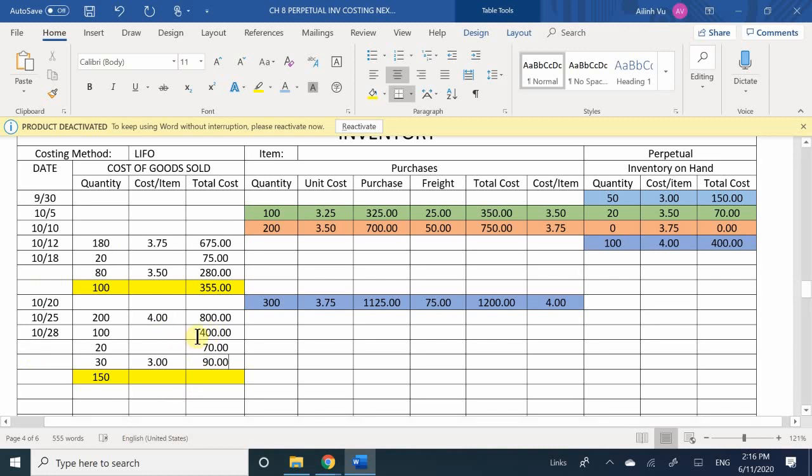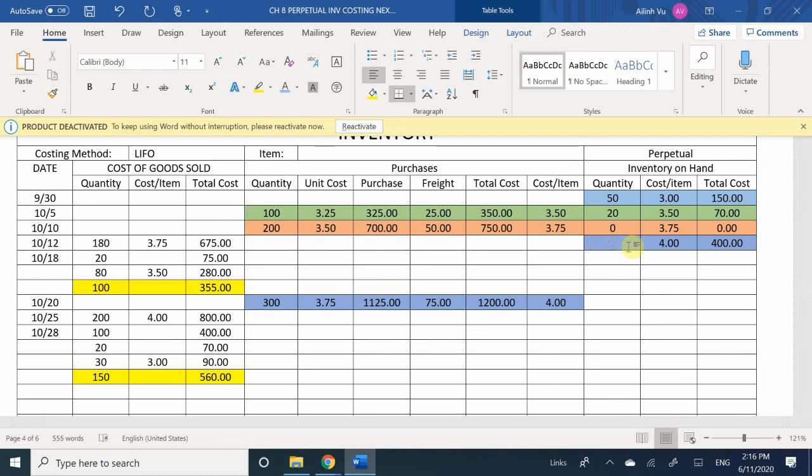Now, if you can calculate 400 plus 70 plus 90, what do we get? $560. Yes, that should be correct. Right, $560 is correct. Now, again, we're going to come here. We need to update our inventory.